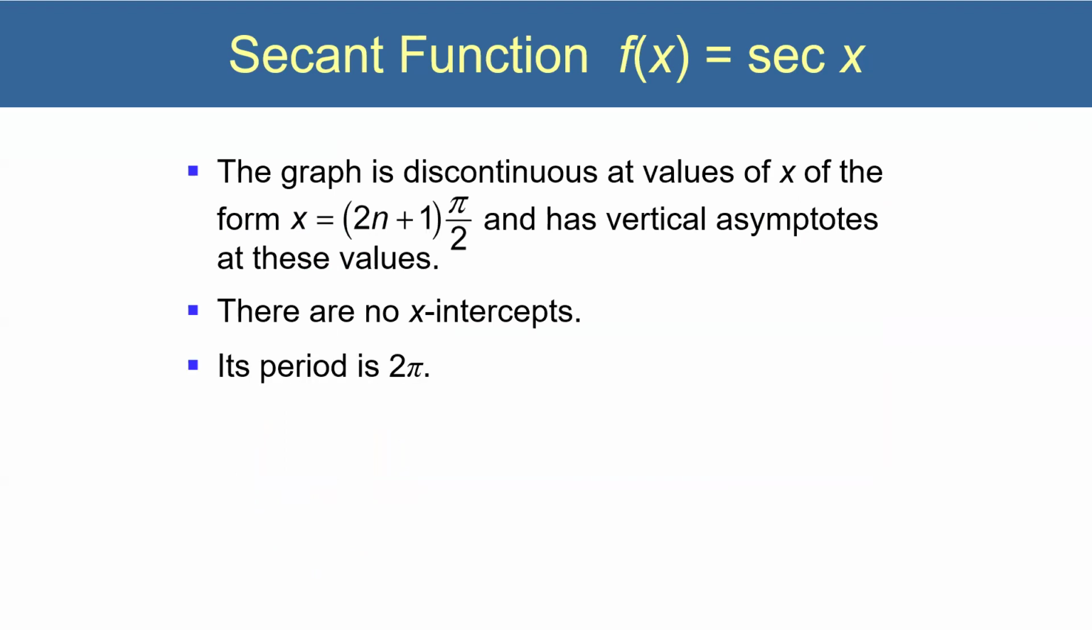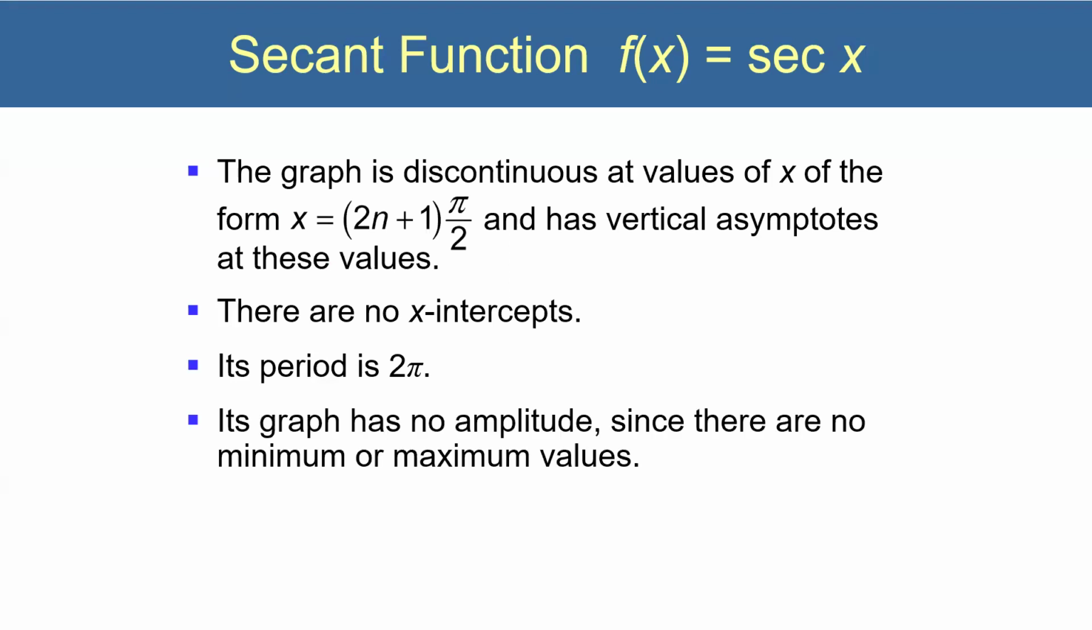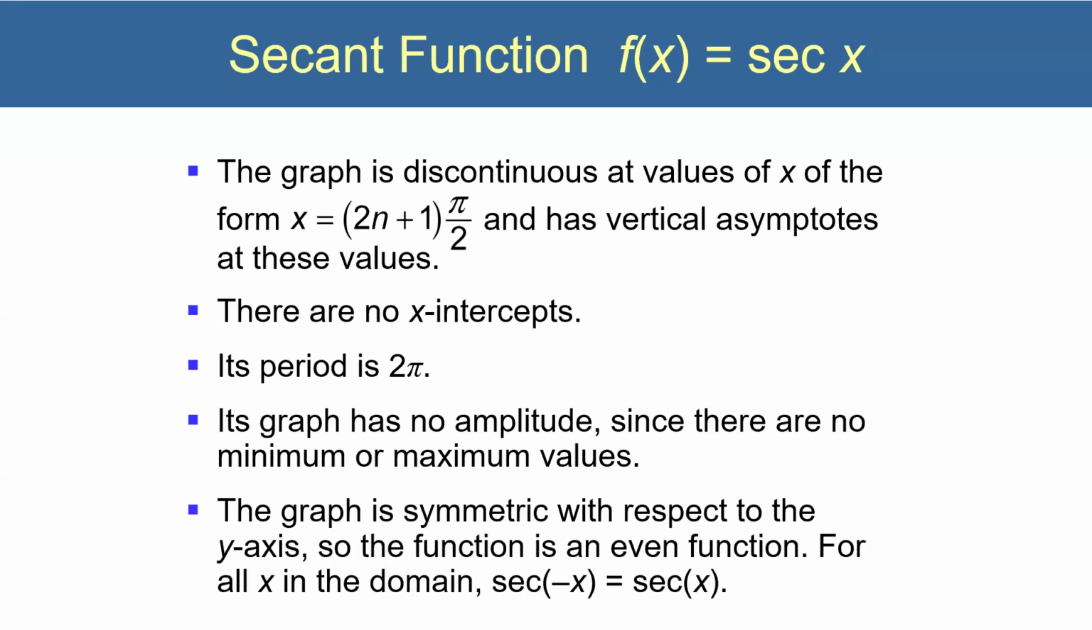Its period is still 2 pi, just like cosine. The graph has no amplitude. That's because it's the concavity of it. It's going to be concave up when y is greater than 1. And so therefore, it's just going up forever, right? And it's going to be concave down when y is less than or equal to negative 1. So you don't have any max or min values. The graph is symmetrical with respect to the y-axis. So we call it even function. So it's an even function. It has that y-axis symmetry, okay? And this is all in your little handout that I gave you, so you wouldn't have to worry about writing it down, okay? Got it?